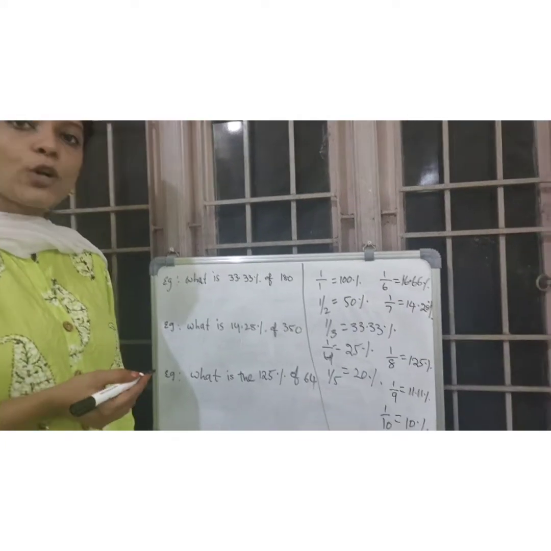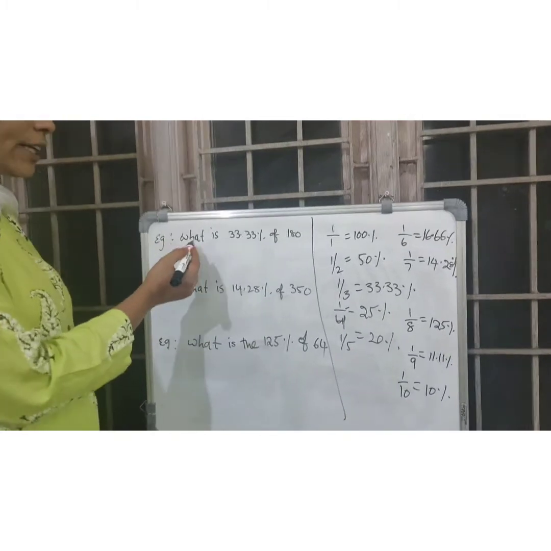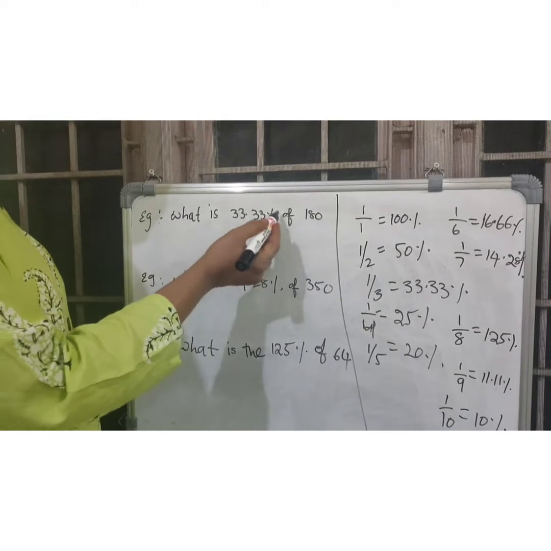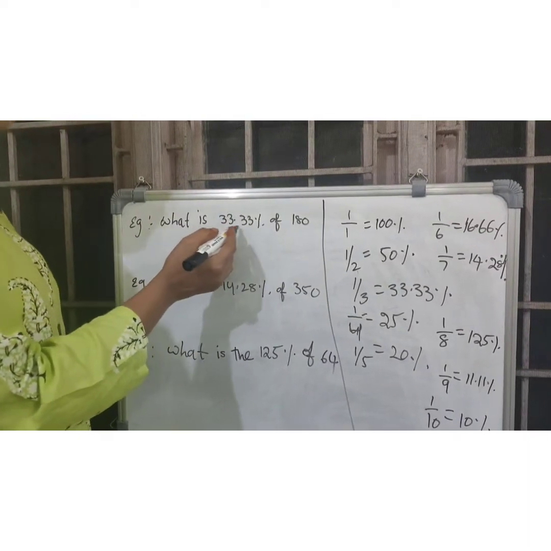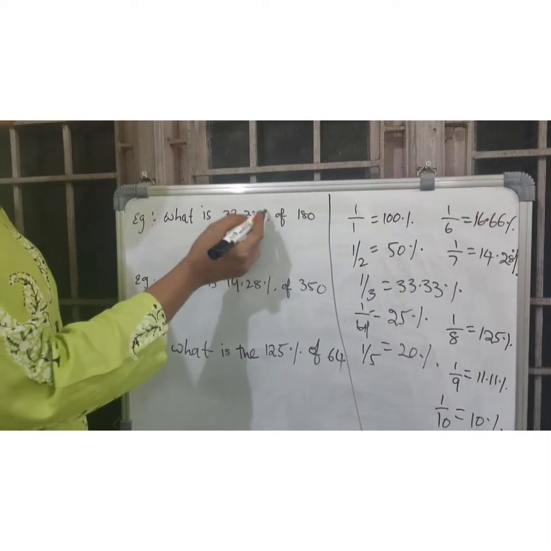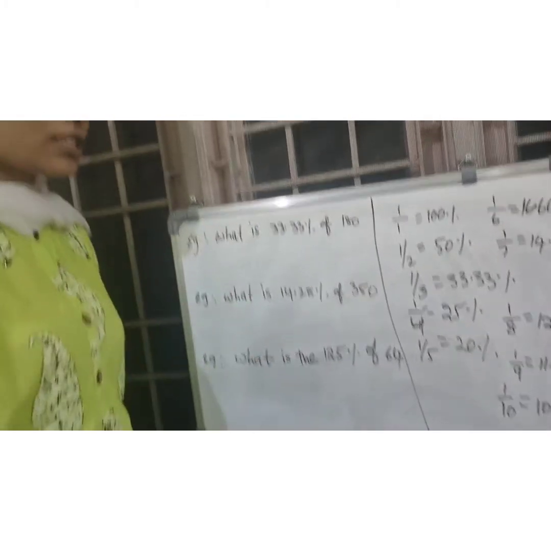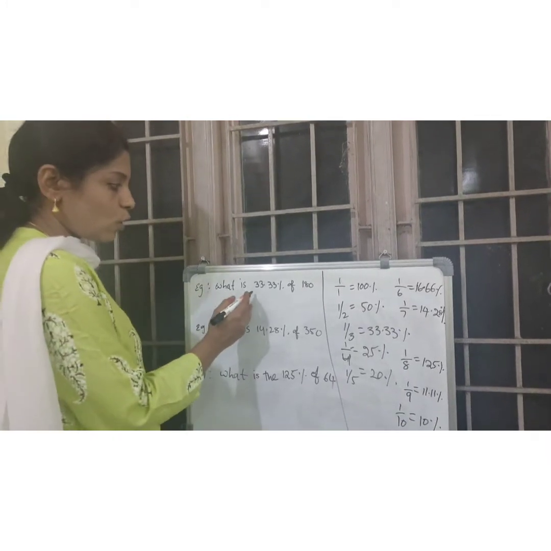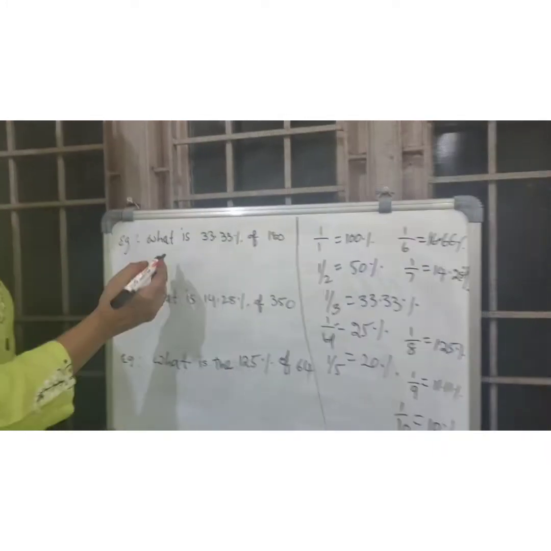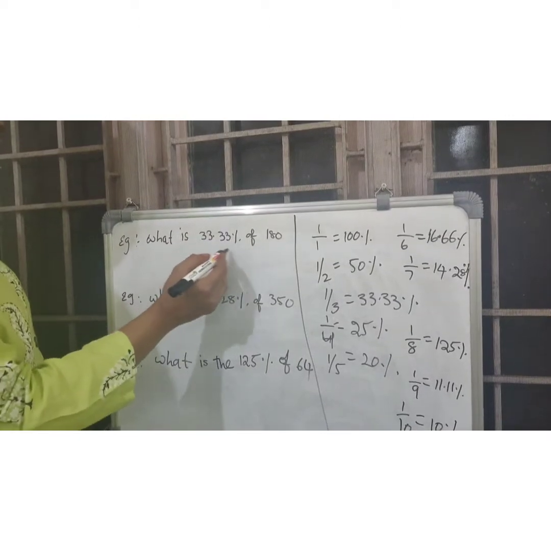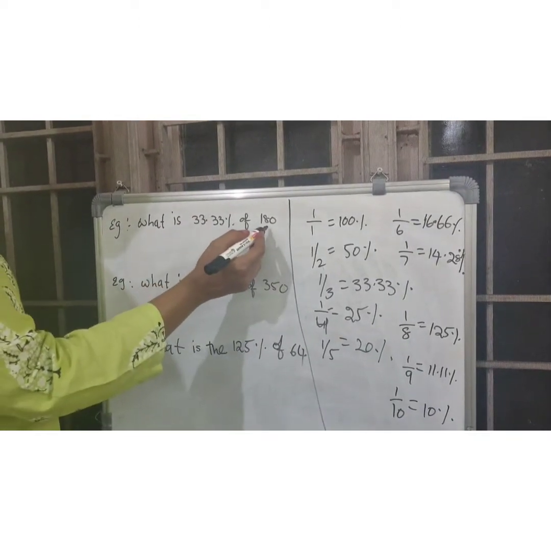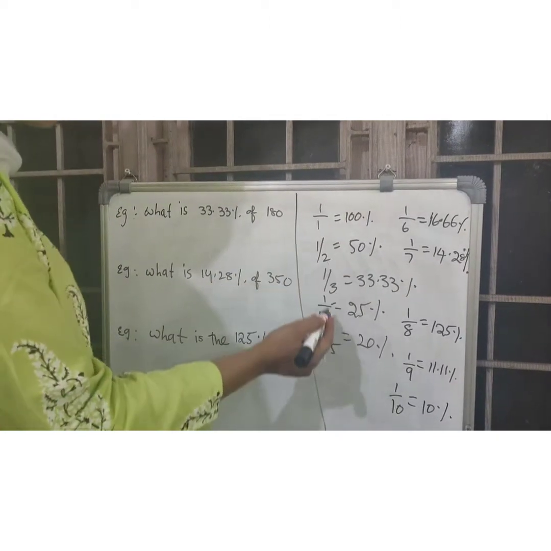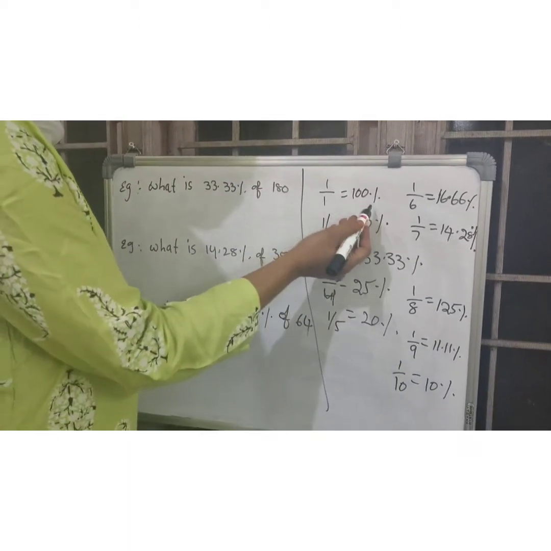Now we will look into some more problems. See here, what is 33.33% of 180? Here we need to find the number. In order to solve these types of problems, that is, what is this percentage of 180, it is better to remember these basic fractions in terms of percentages.